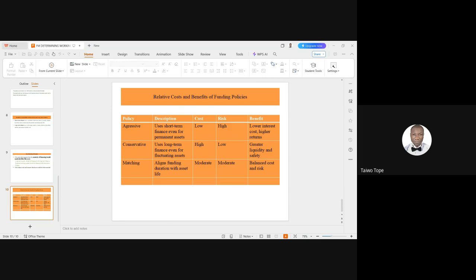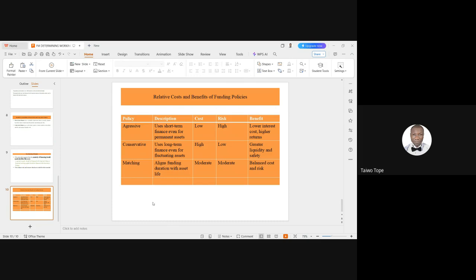The conservative policy, what does it do? It uses long-term finance even for fluctuating assets. The cost is high because you're using loans and bonds to finance such. So the cost is high, but the risk is low because it is spread over a long period of time. The benefit is greater liquidity and safety. And also you have the matching policy. This aligns funding duration with the life of the asset, and there is a moderate cost, and the risk is also moderate, and the benefit is a balance between cost and risk.